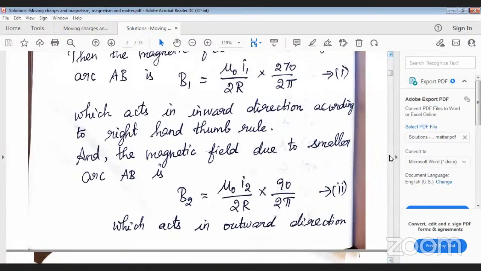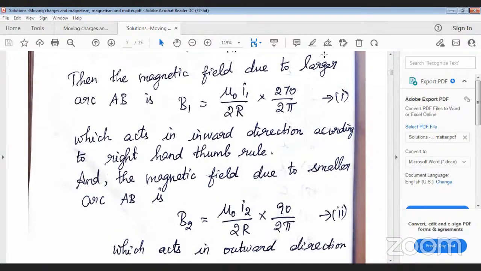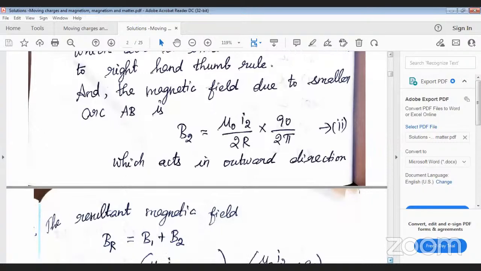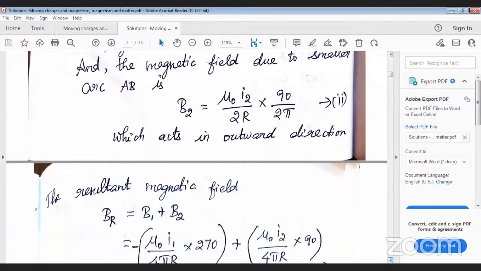Current values are differing, so you have to keep that in mind. Here I have used I1 and here I have used I2. And here the current flow is in the opposite direction to that of the first arc. So based on the thumb rule, this magnetic field should act in the outward direction.